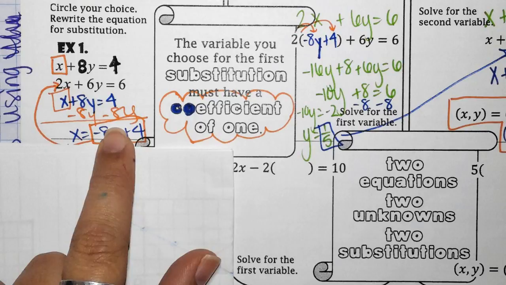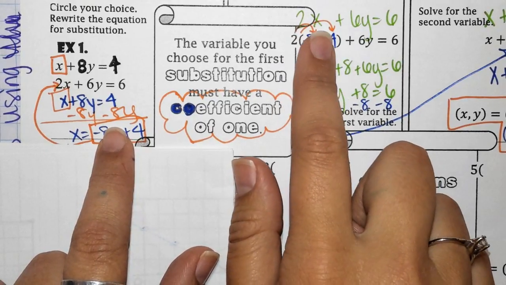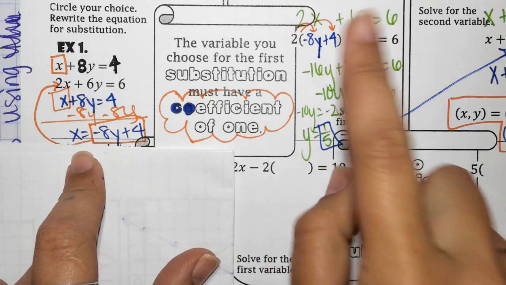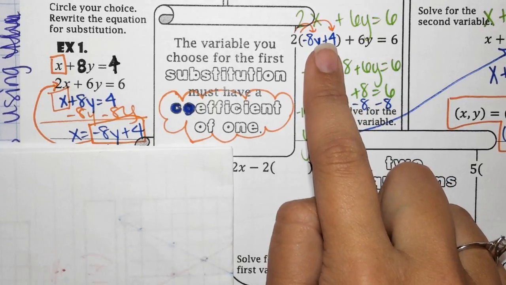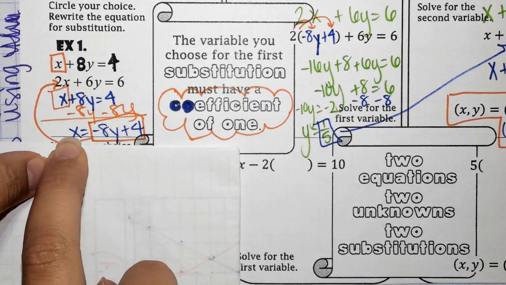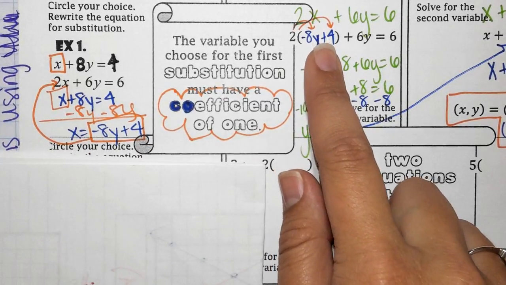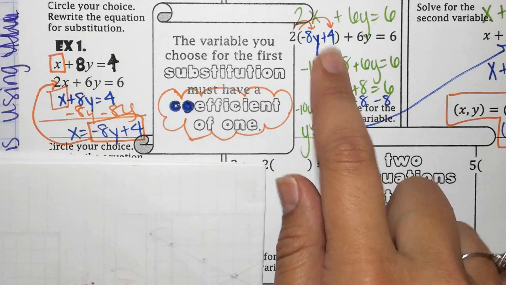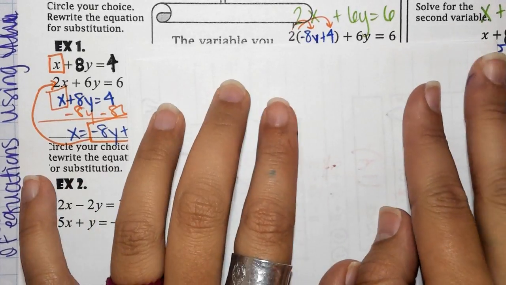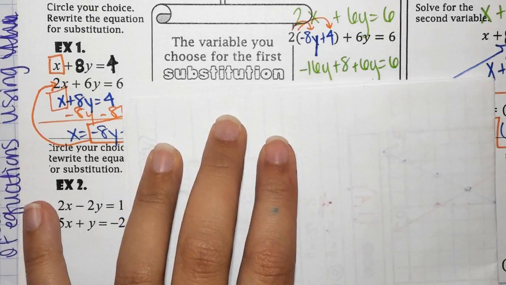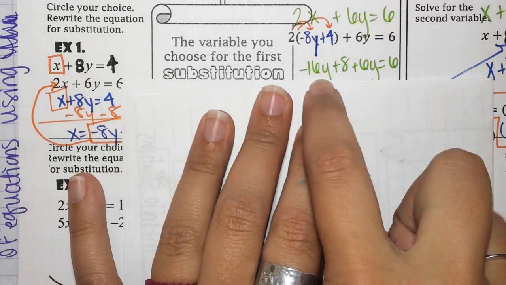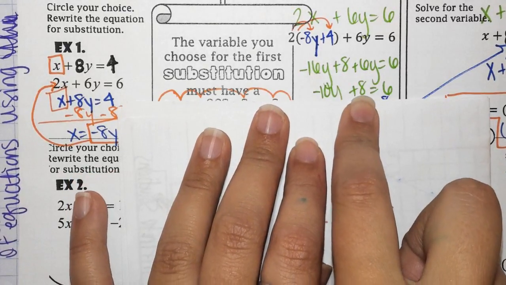Take a point for your team. Sarah, can you tell me what we did next over here? What did we do with our negative 8y plus 4? We plugged it in for x, right? Because we knew what x equaled. All right, take a point. Mackenzie, once we plugged it in, what did we do from here to here? We multiplied it. Okay, take a point.